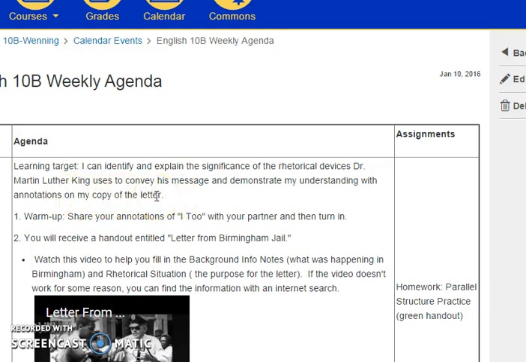So a couple important things here. We're going to be able to identify those rhetorical devices and techniques. We're going to start to understand their significance. We are also going to demonstrate this by the annotations that we make on our handout.